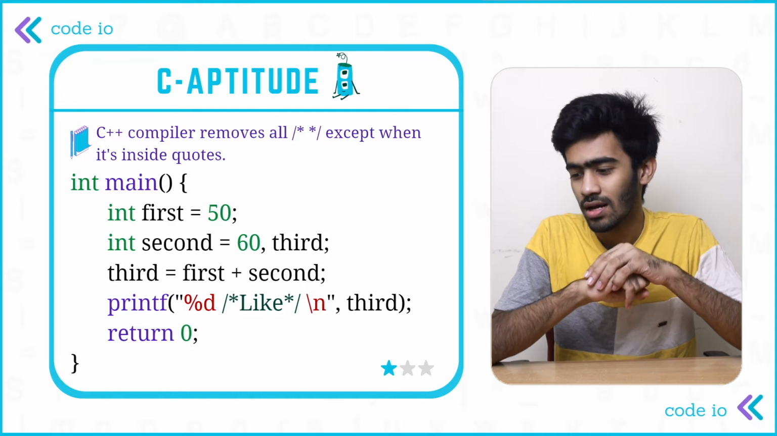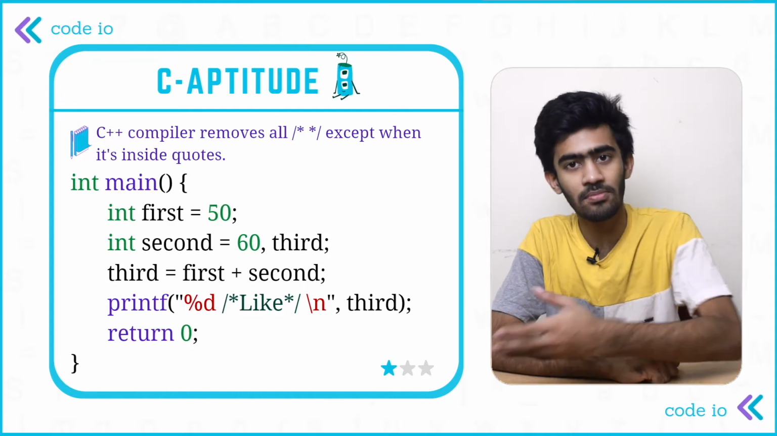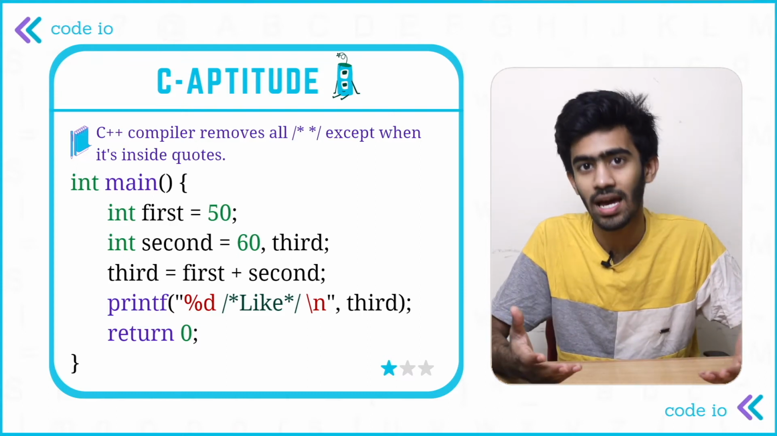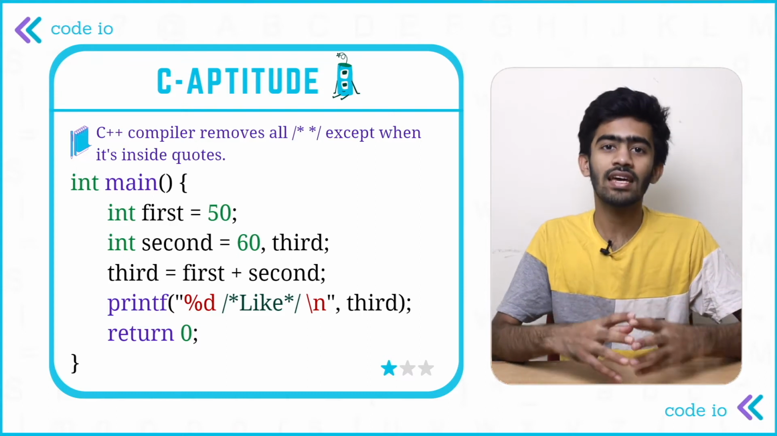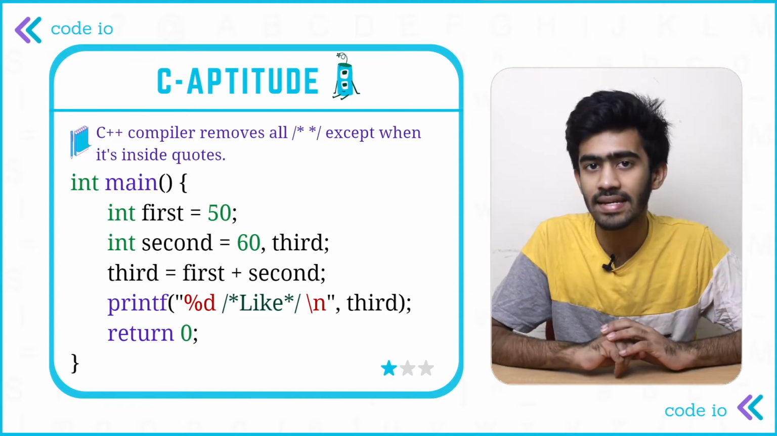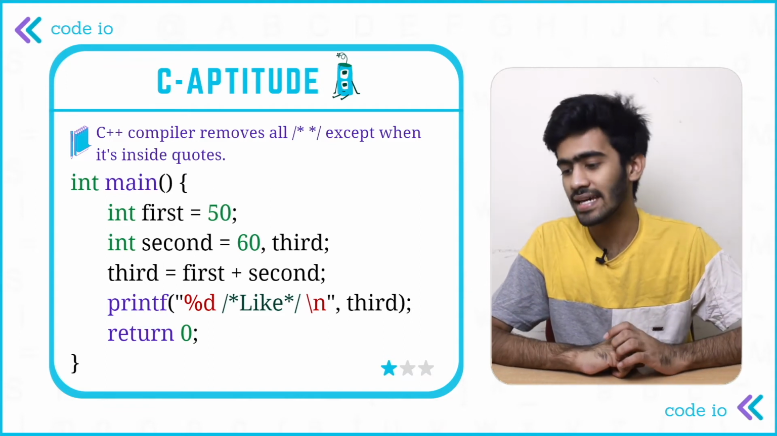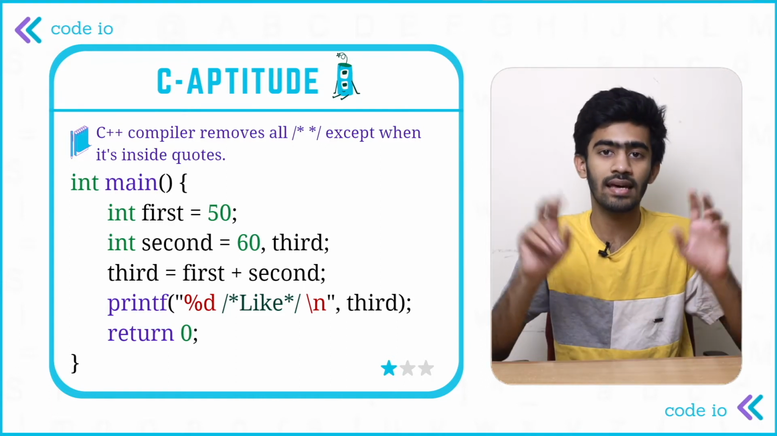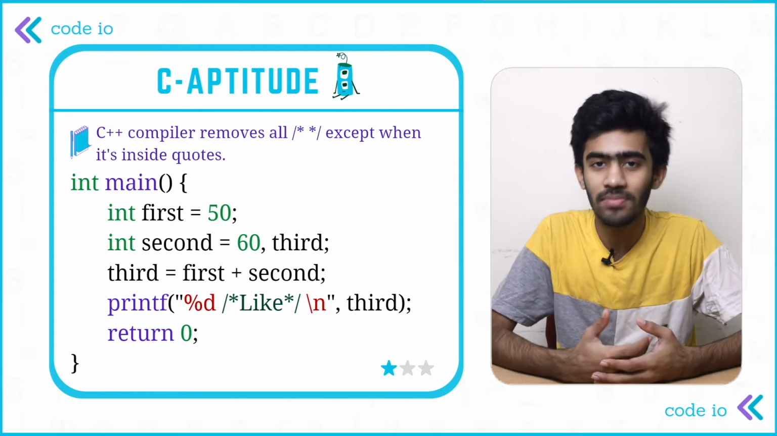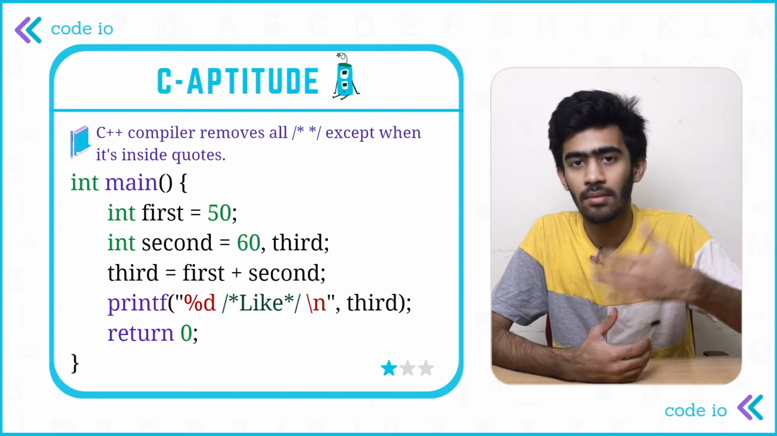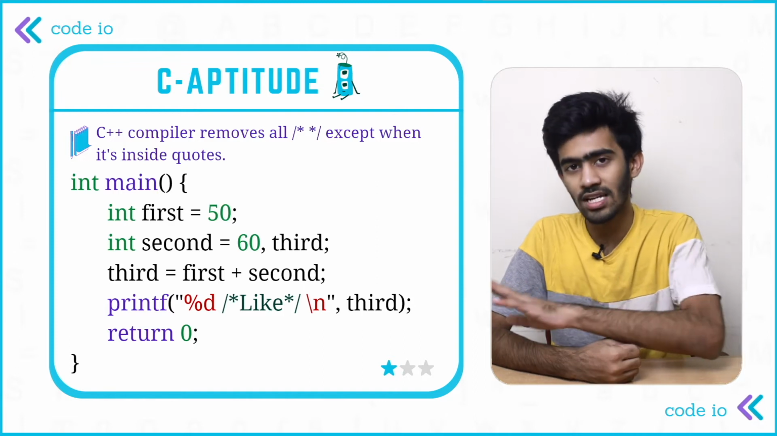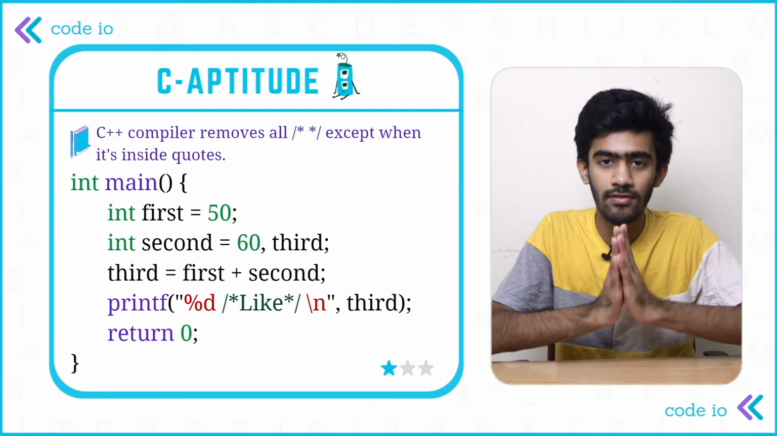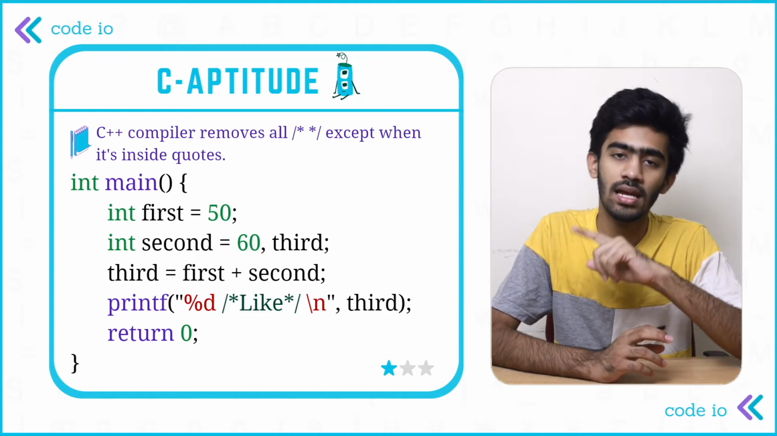Okay, so if they are given inside quotes like in the printf statement, they will not be removed. They will be printed and they will be considered as a string. Okay, and they will not be considered as a comment. But if they are given outside quotes, in that case they will be considered as a comment, and hence this will be evaluated as third is equal to first plus second, and the comment that was given as code.io will be removed by the compiler when compiling this code. Okay, so that is being removed, but the comment that is given inside this printf statement will be there, and that will be present in our output too.